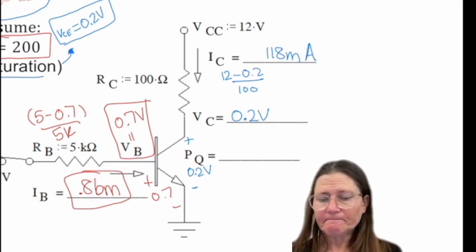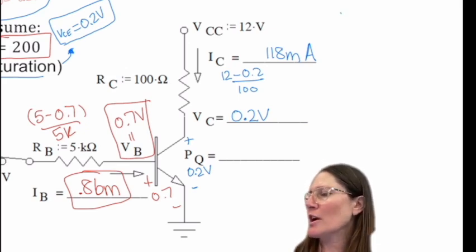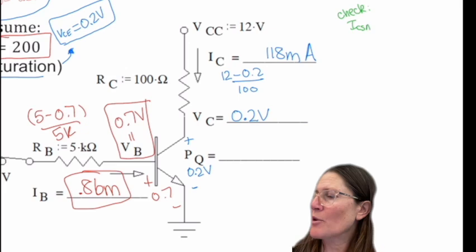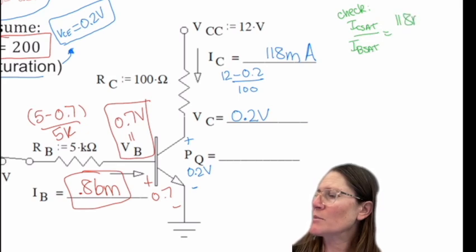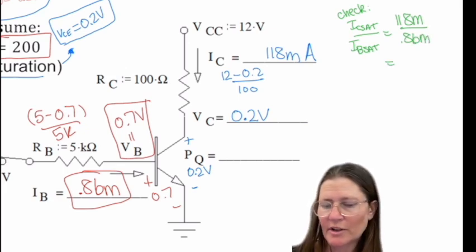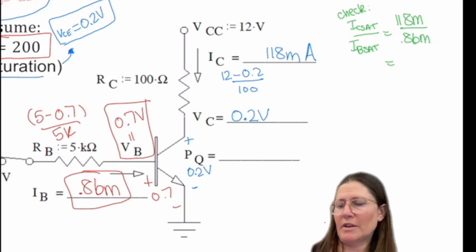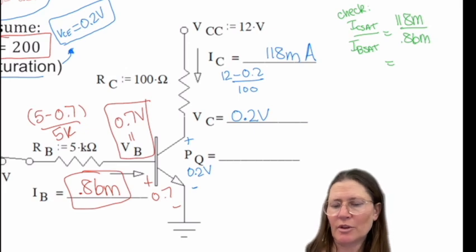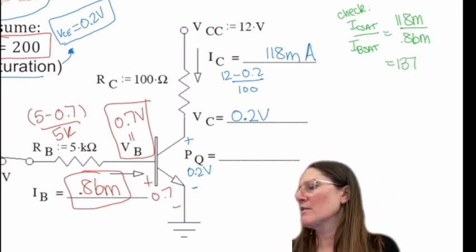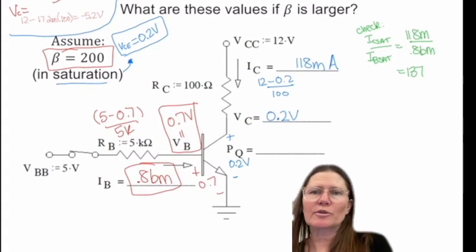And my check on this is to check this IC sat over IB sat, which is 118 milli over 0.86 milli, which ends up being 118 over 0.86, which is 137. Which is less than 200.